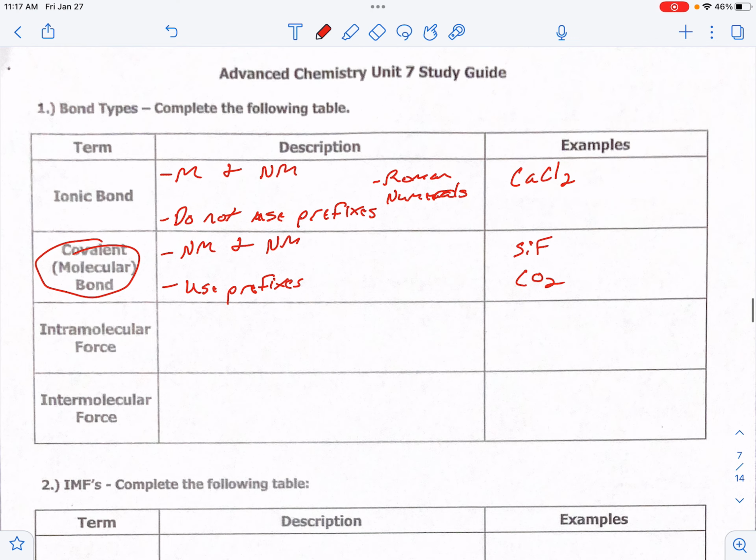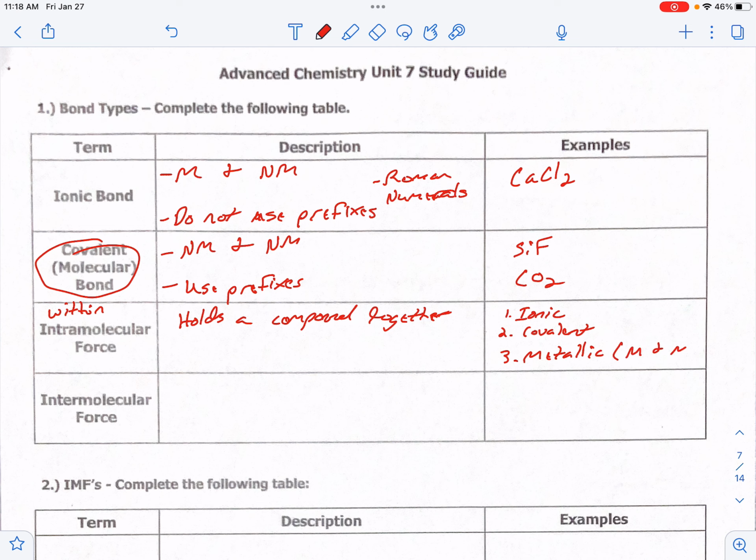Then it comes to intramolecular forces and intermolecular forces. Intra means within. That is basically what holds a compound together. The way I try to think of it is like a family. Think of a family as a compound. It's what holds the compound together. There are three of those. First one is ionic, which we just talked about. Second is covalent. And third one is metallic. Metallic is kind of like covalent, just the opposite. Now you basically take a metal and a metal.